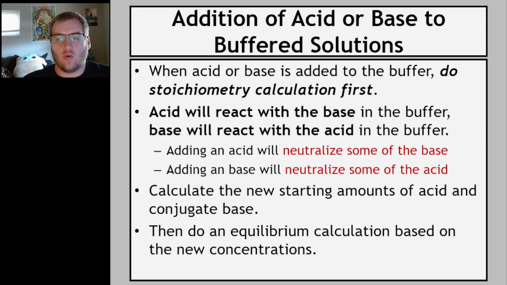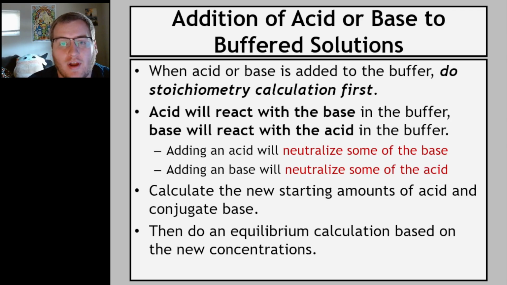Okay. When acid or base is added to the buffer, do stoichiometry calculations first. In this section, a buffer system exists to help us neutralize pH changes. When you add a strong acid or strong base to a buffer, the pH doesn't change by as much as you would expect.